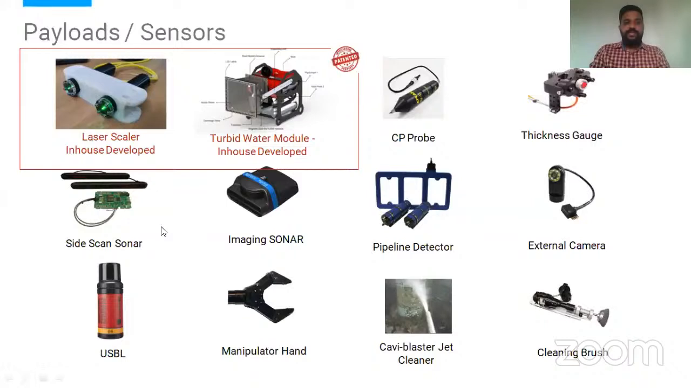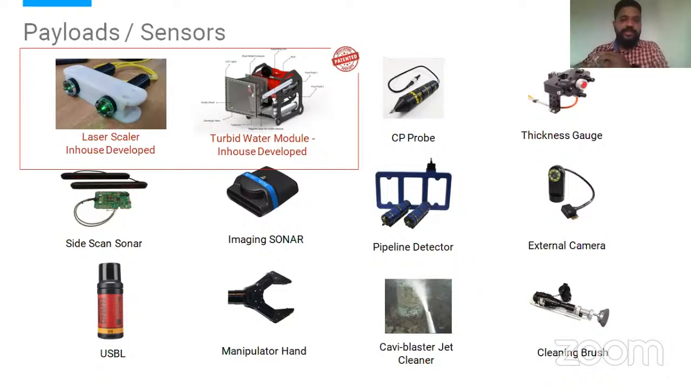The laser scalar is used to identify the dimensions, particularly the dimensions of defects or anomalies. Like if we see a crack in the wall of a dam, how long the crack is can be identified using this laser scalar. It is just a laser beam, so accordingly we can measure the dimensions, and it is uploaded in our software.